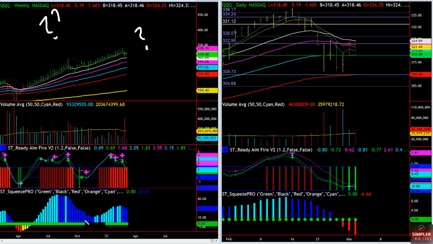So for me, on a weekly chart here, of course, it's like, wow, there's a squeeze. Let's just buy the dip, buy the dip, buy the dip. And we're still stacked positive. I like to see the moving averages stacked positive. We're still above the 21 EMA. But you've got to remember the time frame that you're looking at.